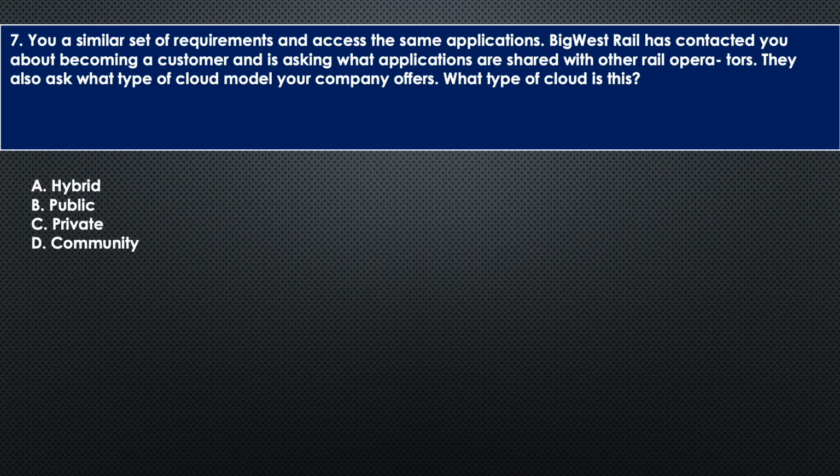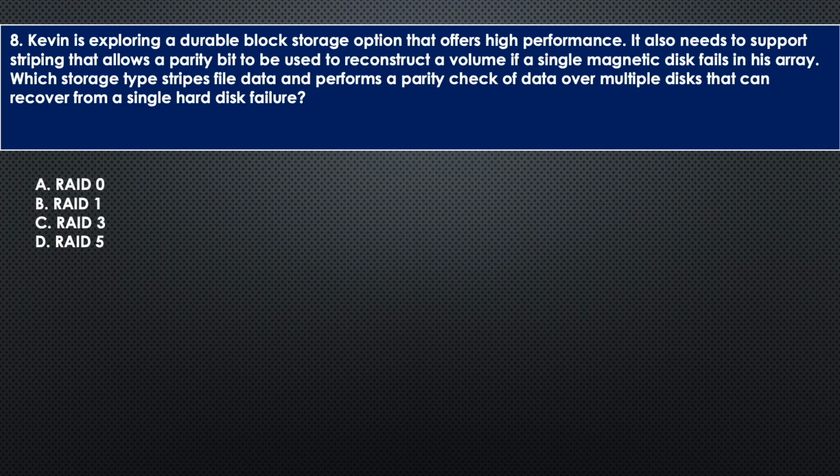7. Big West Rail has contacted you about becoming a customer and is asking what applications are shared with other rail operators that use a similar set of requirements and access the same applications. They also ask what type of cloud model your company offers. What type of cloud is this? A. Hybrid, B. Public, C. Private, D. Community. Answers: D. A community cloud is used by companies with similar needs such as railroad companies.